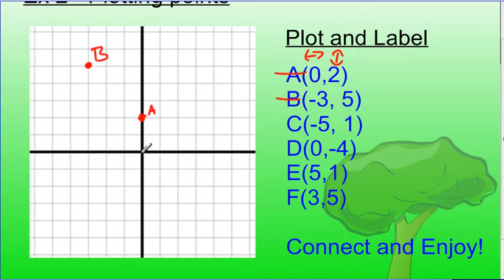Letter C, sideways to negative 5: 1, 2, 3, 4, 5. Up and down to positive 1. There's C.